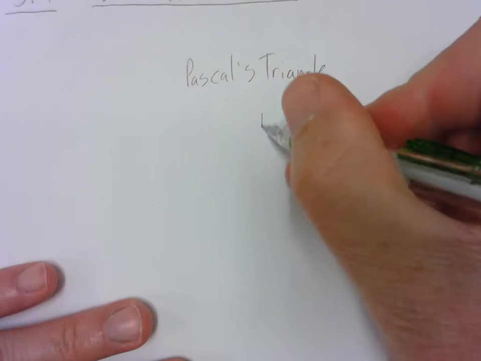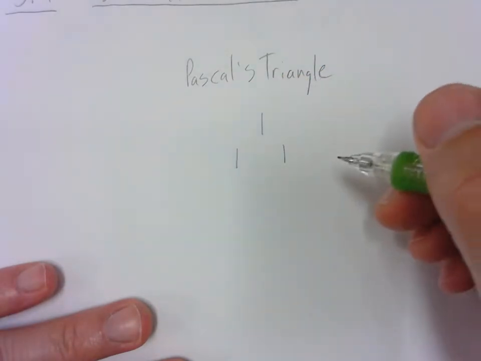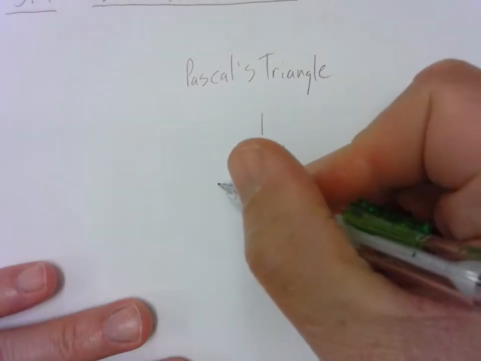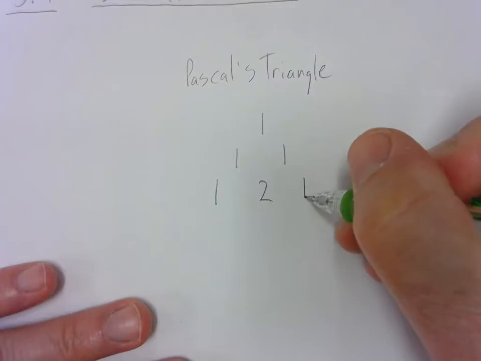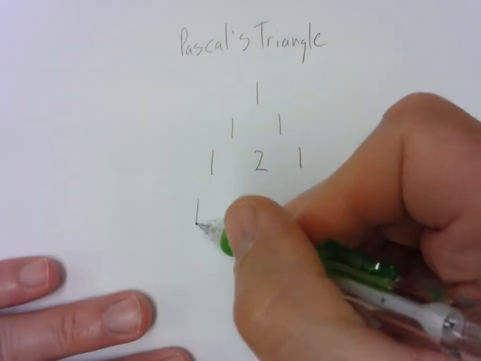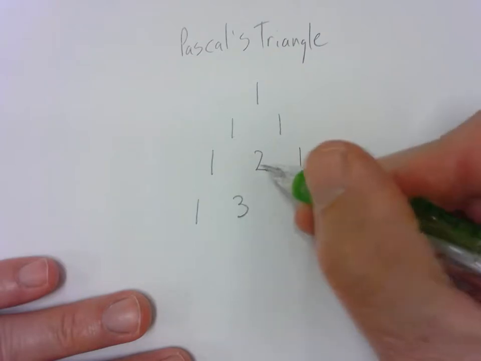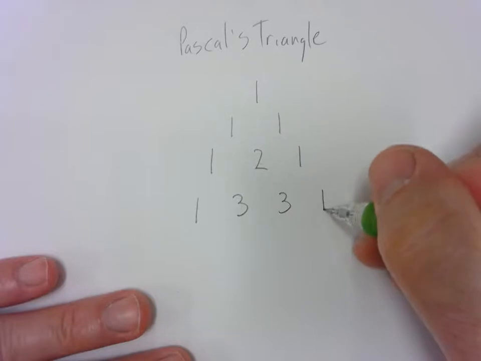You start with 1 at the top, and then the next row down is 1 and 1. The next row down is 1, and then you add these two together to get 2, and then you bring down a 1. Then the next row down, you bring down a 1 here. These get added together for 3. These get added together for 3. And that drops down 1.